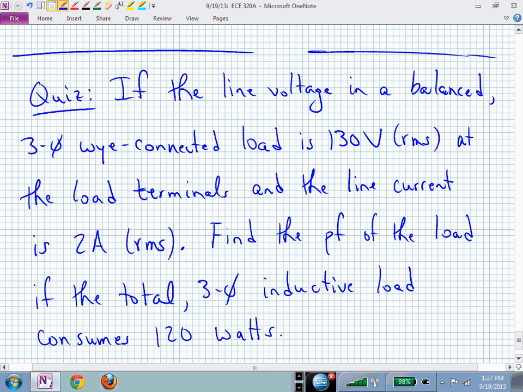All right. If the line voltage is a balanced three-phase Y-connected load, if it's 130 volts at the load terminals and the line current is 2 amps, find the power factor of the load if the total three-phase inductive load consumes 120 watts. Where do we start? Do we drop back 15 yards and punt?